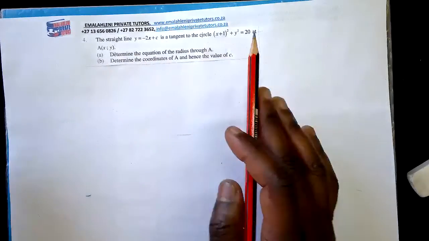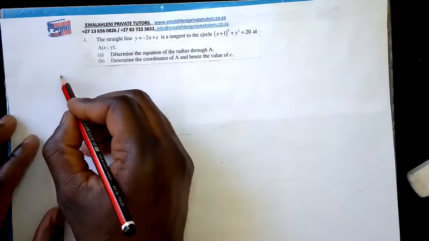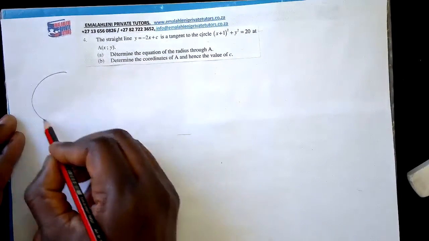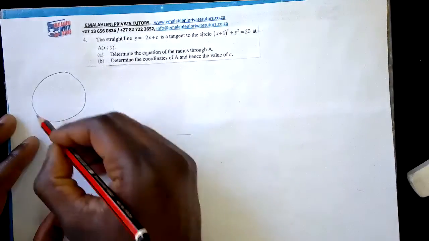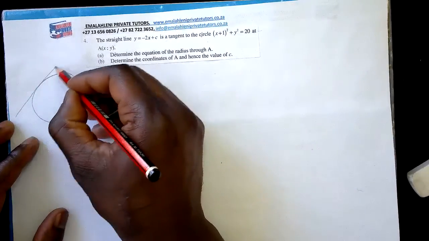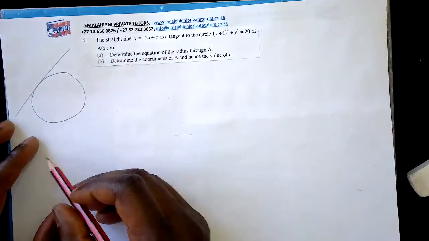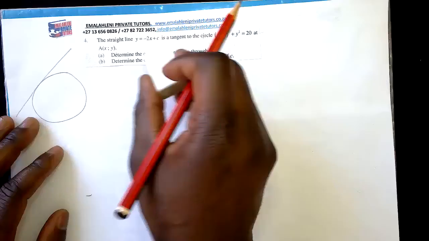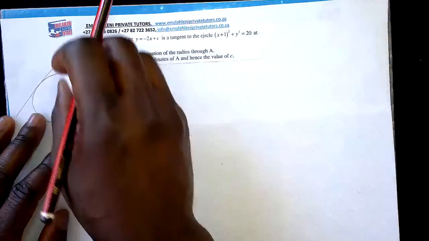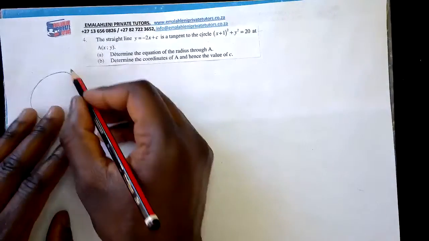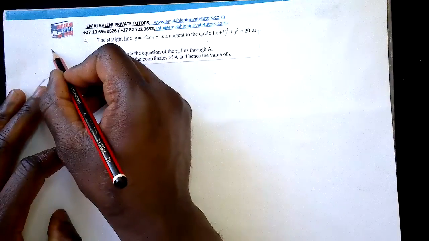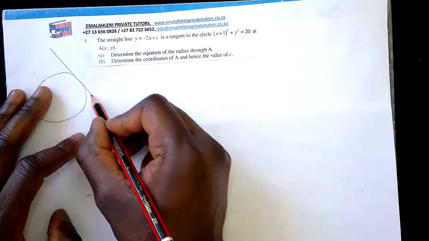Now listen here. We have a circle. We're going to sketch here. Then we have a tangent. Because that tangent, a straight line, is a tangent, the reason why I'm removing this one is because this one is negative. So it's going to give us a line like this, the tangent.